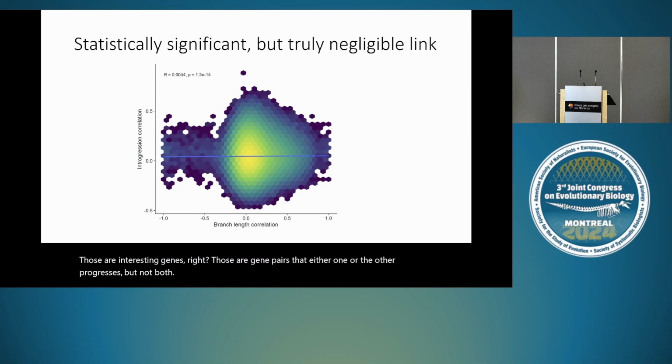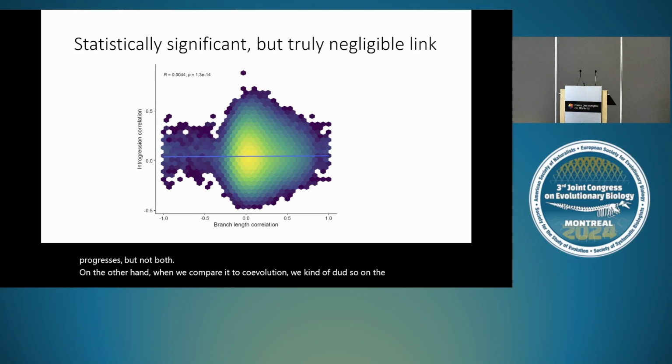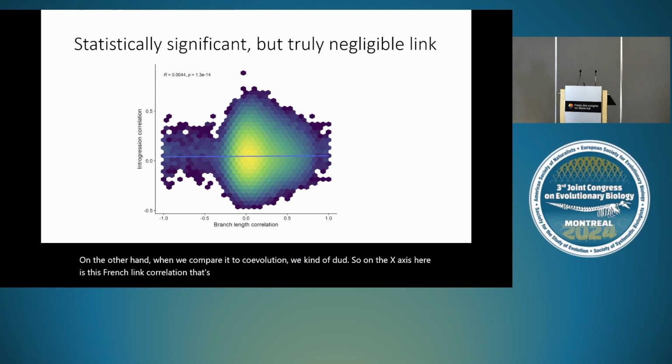On the other hand, when we compare it to coevolution, we again kind of hit a dud. So on the x-axis here is this branch length correlation that's measuring how correlated evolutionary rates are across the entire Drosophila set. On the y-axis is how well they're correlated in terms of their introgression. Okay, this is a statistically significant link, and I've done the simplest test here, but I've, again, done this many different ways, and yes, sure, there's an influence, there's some kind of statistical link between these two things, but the effect sizes, no matter what you do, are tiny, right?